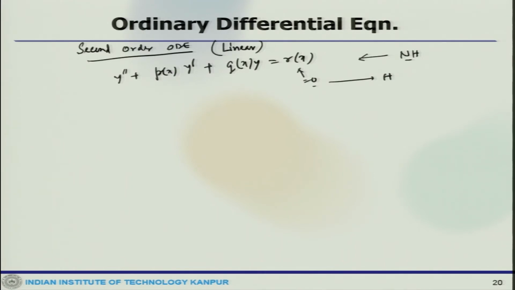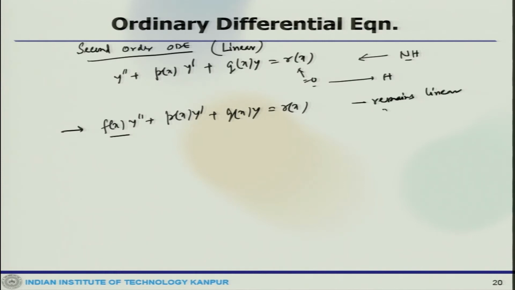So, as long as, let us say, if we multiply it with a function f x, then f x times q x y equals r x. So, this kind of system also remains linear as long as f x is not equal to 0. Now, when you go to the homogeneous system or non-homogeneous system, in this system, this p and q are called the coefficients.